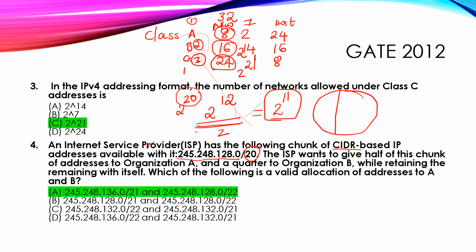Half of the remaining, that means a quarter, is provided to B, and the third subnet is C. So the total addresses are divided among 3 subnetworks. For organization A, 2 raised to 11 hosts are there. That means the mask value will be 32 minus 11, which is 21.